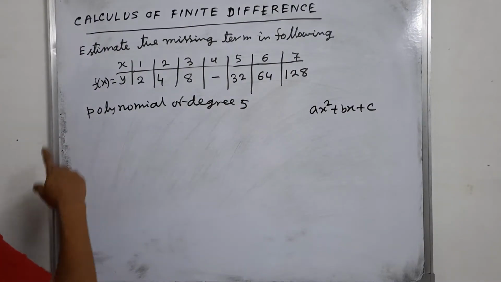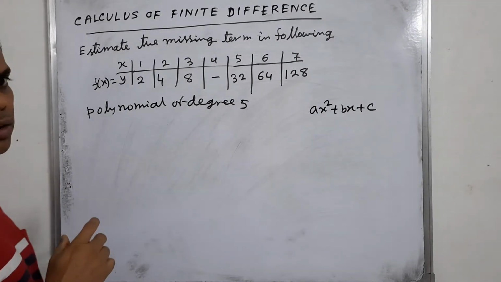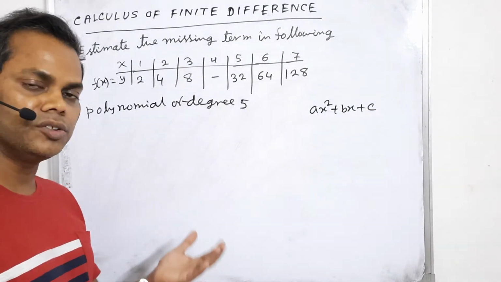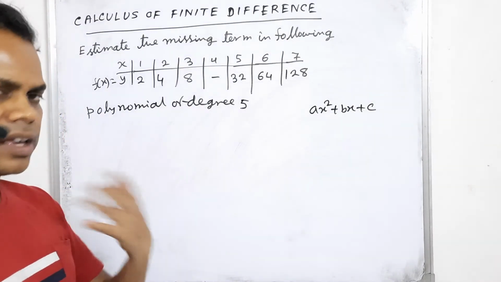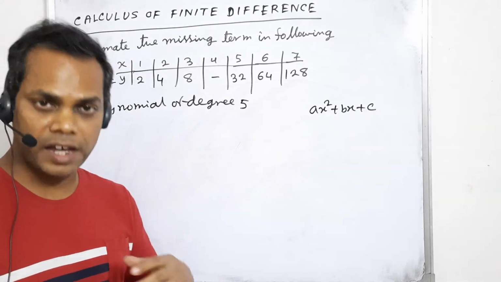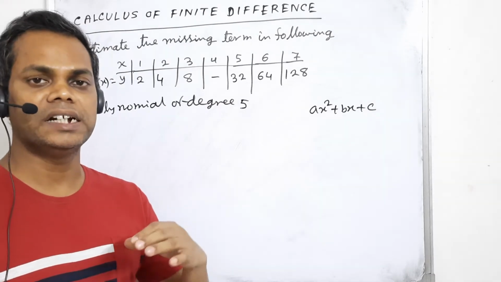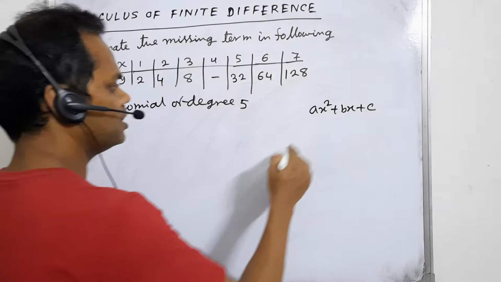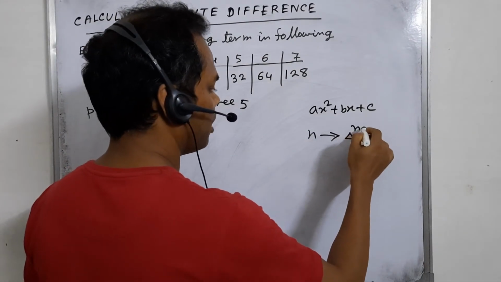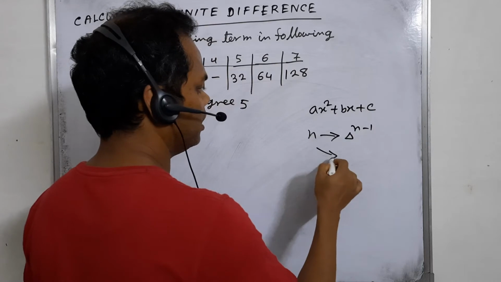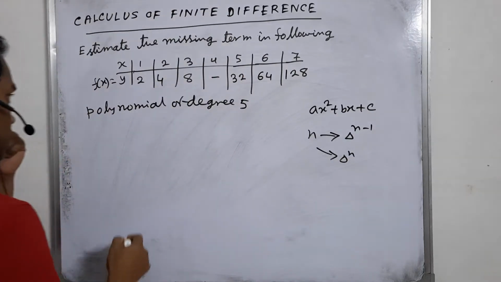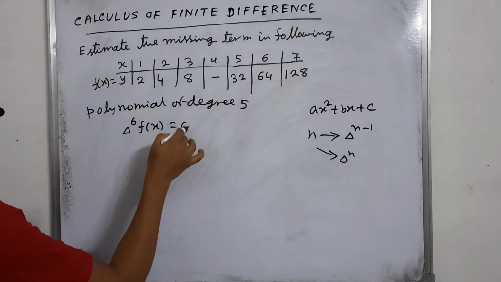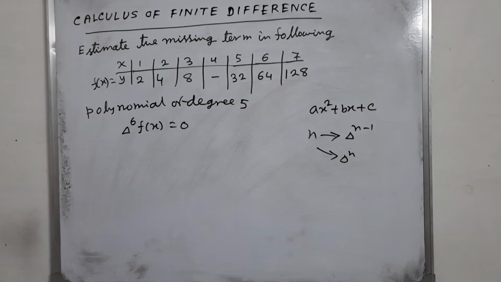And now see that in the previous sum there were 4 values. If there are 4 values, then we can find up to del cube, and del to the power 4 f(x) is obviously 0. If there are 5 known values of f(x), then del to the power 5 is obviously 0, because we can find a maximum of del to the power 4. If there are n values, then we can find up to del to the n minus 1, and del n is obviously equal to 0. So from this sum, del 6 f(x) is obviously equal to 0, because there are 6 values of f(x).